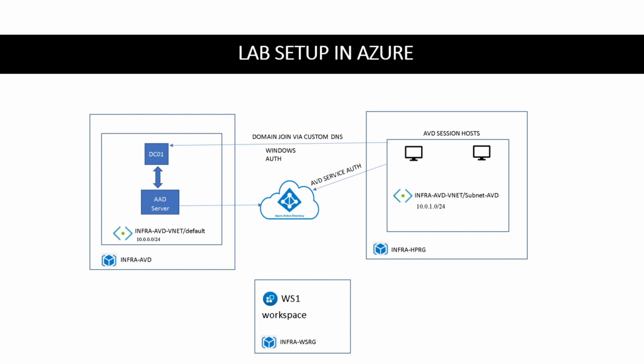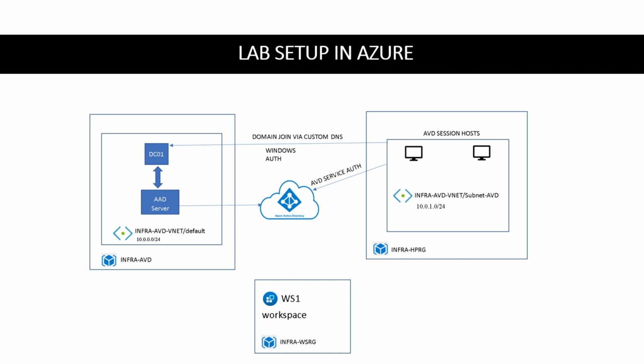In my lab, I will be deploying everything on Azure Cloud. I will have my domain controller and AAD Connect server in a resource group called Infra AVD. I will also use an Infra AVD VNet. I will use another resource group called Infra HPRG, where I will set up my host pool, and inside that host pool I will have my session host. I will use another subnet for the host pool, but the subnet will be part of the same VNet, which is Infra AVD VNet.